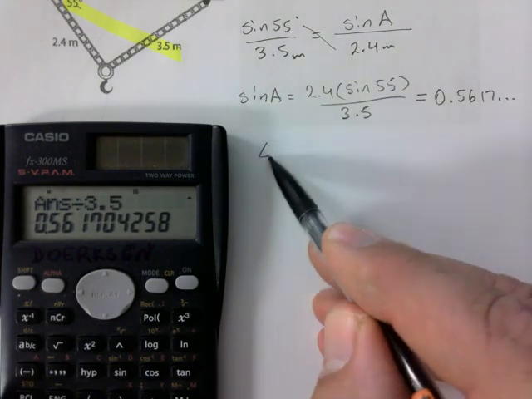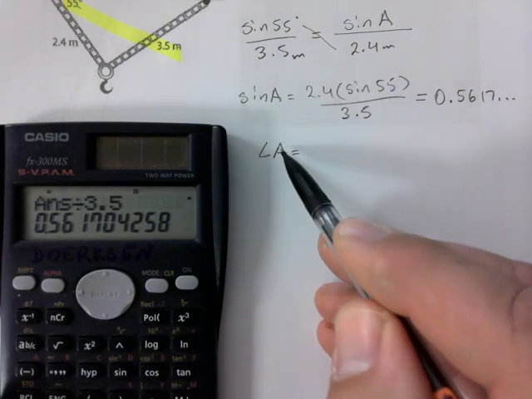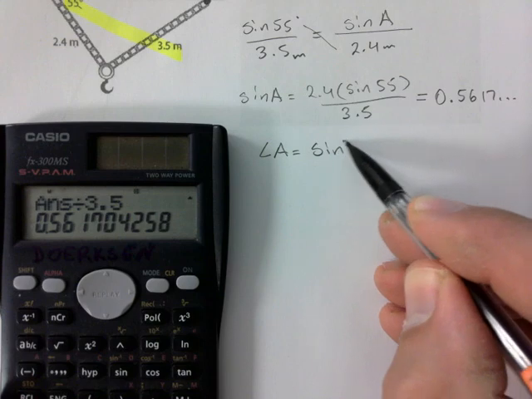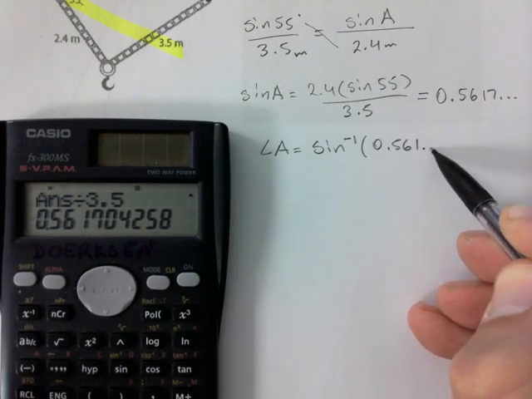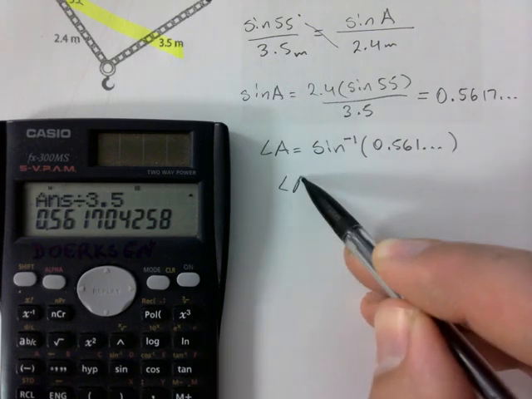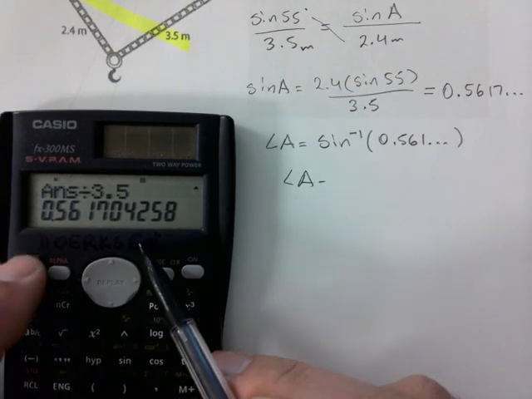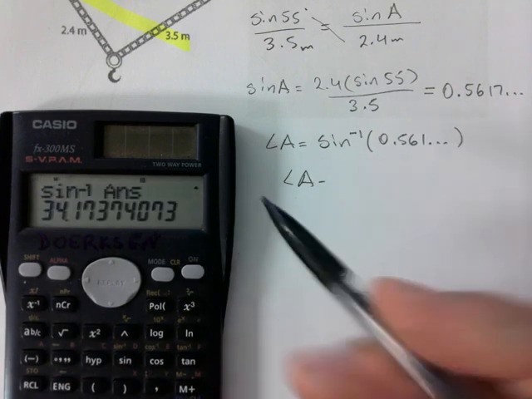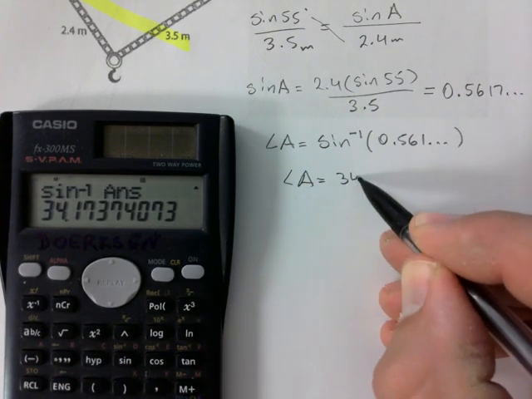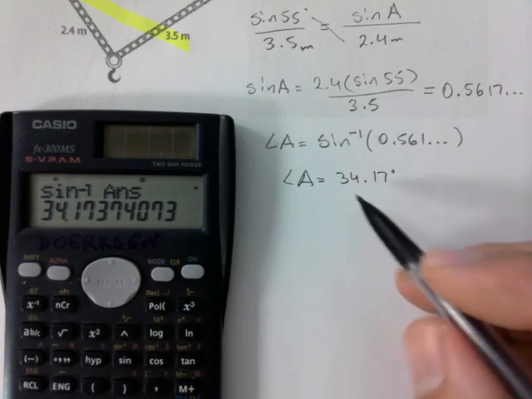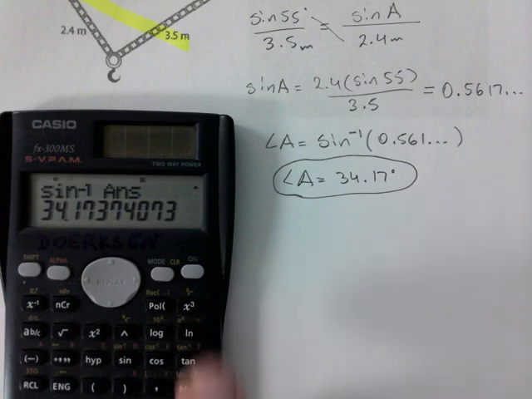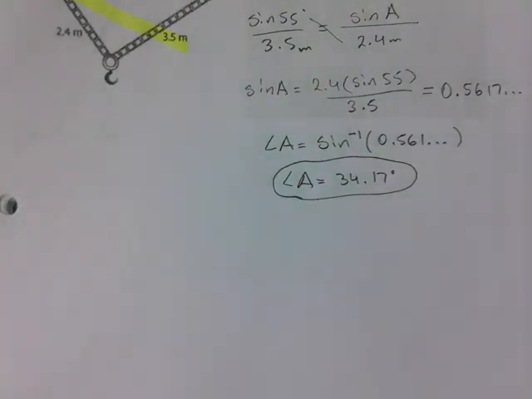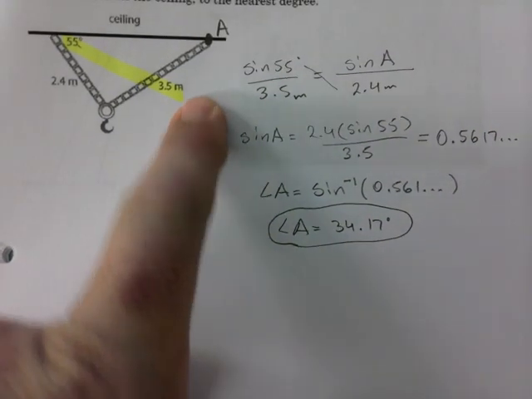And then my next step is angle A, just angle A, is sine inverse of 0.561 and continued, right? So I don't clear it on my screen, I just go shift sine equals, and it's 34.17 degrees. That's what I would prefer, but if you did 34 degrees, you are right, because the question did ask to the nearest degree. So now we have that angle.